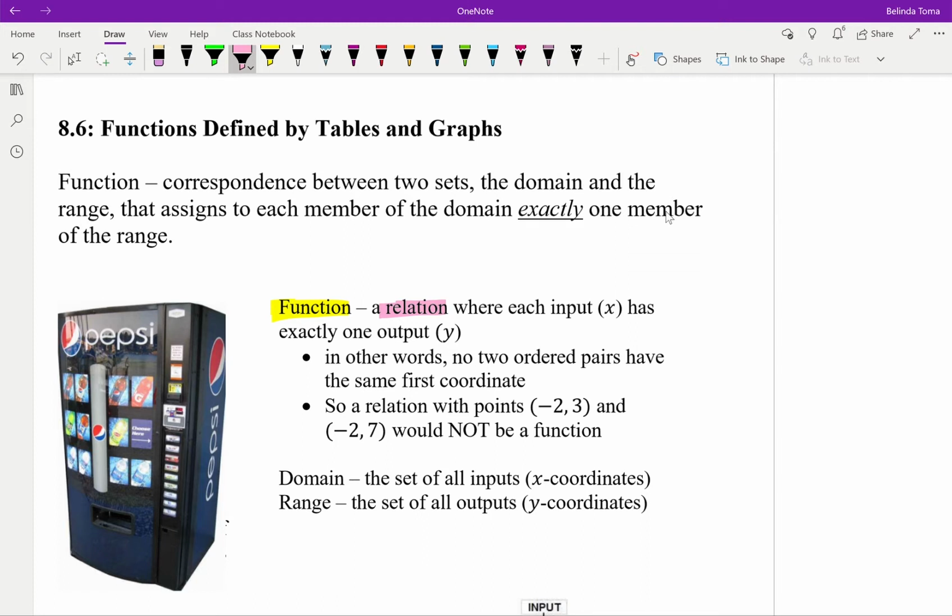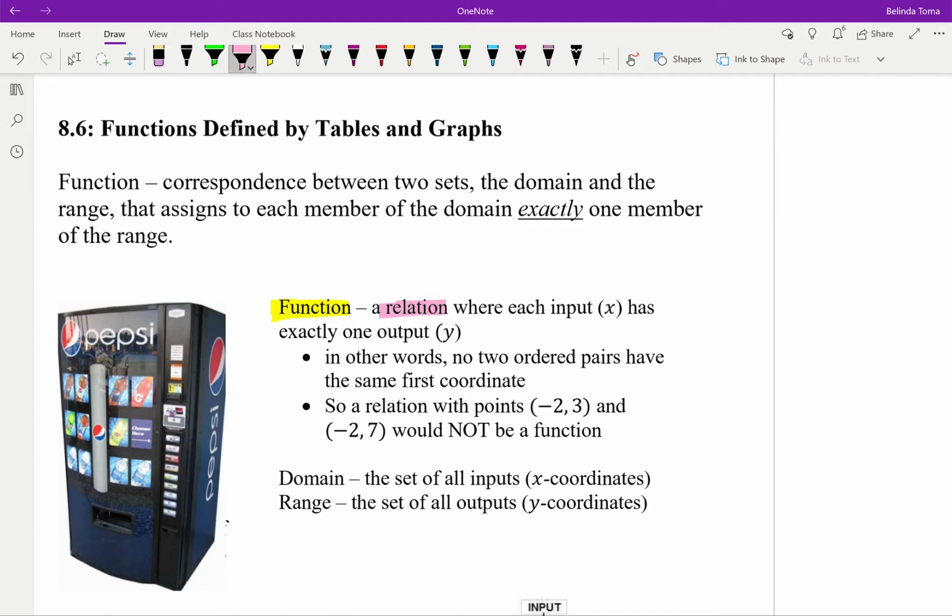So no two ordered pairs should have the same first or x coordinate. For example, if we have the coordinates (-2, 3) and (-2, 7), it would not be a function because that x of -2 should not have more than one y value.